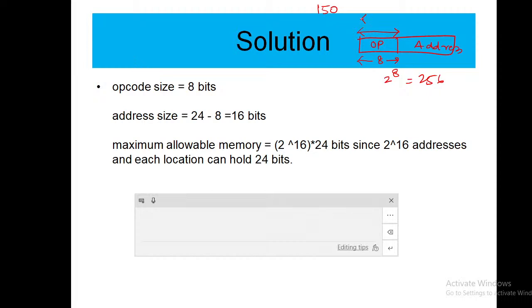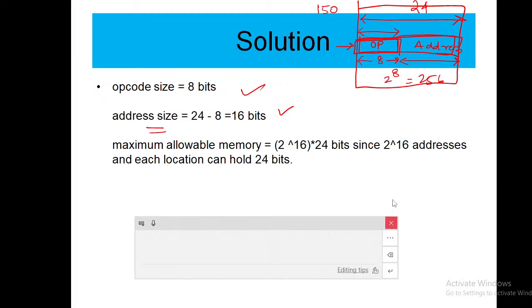So how many bits are there in total? They have told you, in the memory. This is basically the memory stack, and the instruction is stored here, out of which there are two parts, the opcode part and the address part. So the opcode is 8 bits. How much is remaining? 24 minus 8, so 16 bits remain. That is the address size. So the address is 16 bits, which gives 2 to the power 16 addresses, and the allowable memory is 2 to the power 16.